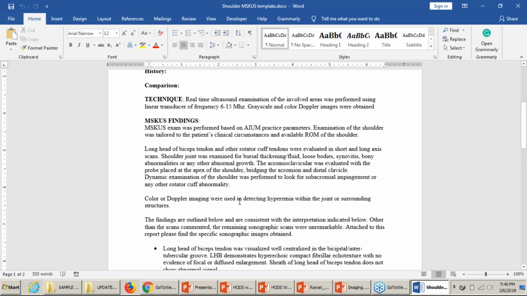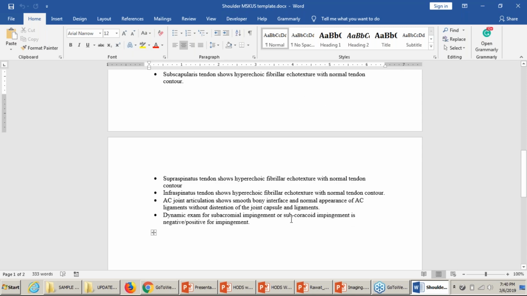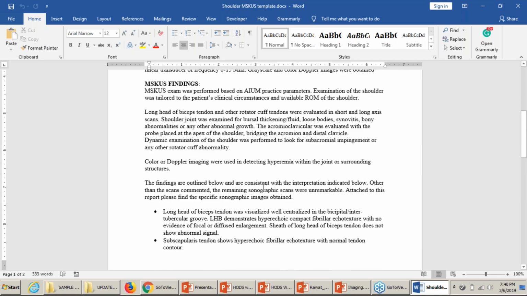So you want to start with the long head of biceps tendon in the shoulder, and that is a very important structure. In the shoulder, you will see I have specific tendons mentioned here and what their appearance is, and you can elaborate on this. A very important part of shoulder examination is rotator cuff tendon evaluation, so we have to mention them separately. You have long head, subscap, supra, infra, AC joint, and then dynamic testing. Of course, you can include teres minor, or the ligament if that's relevant to your exam, in the findings.